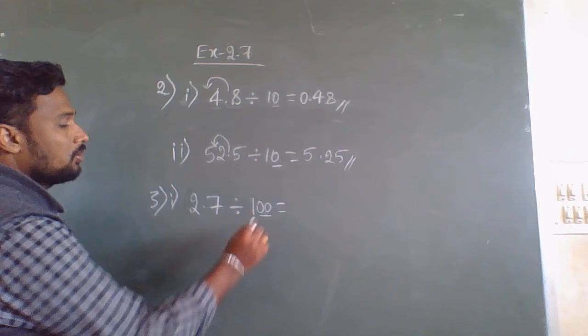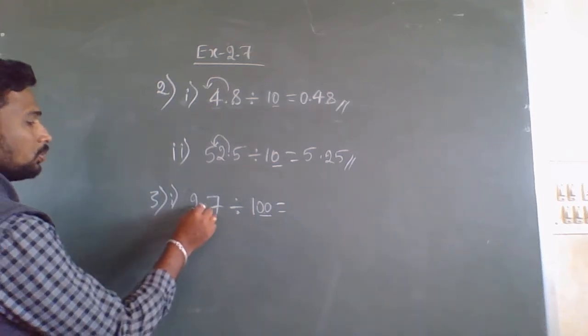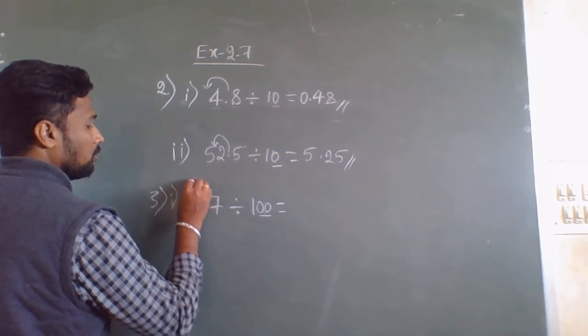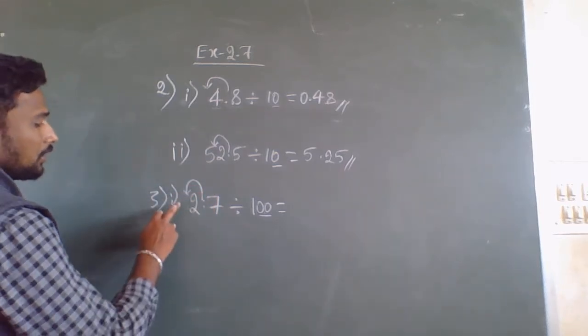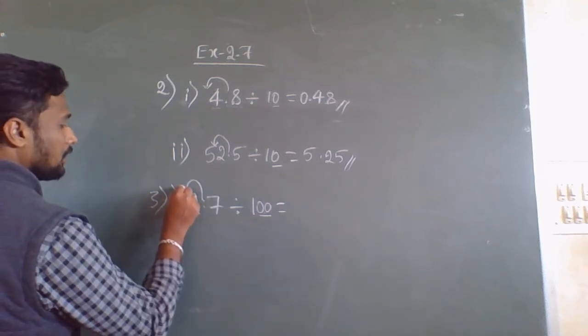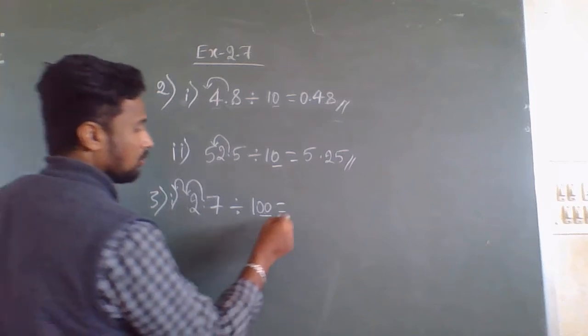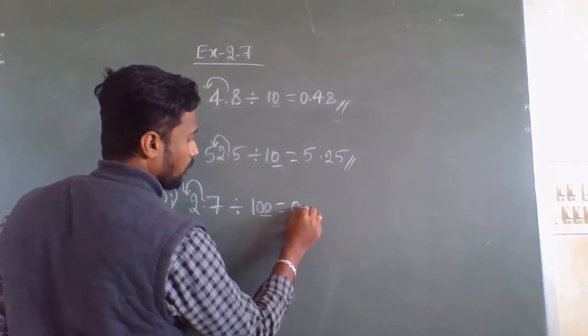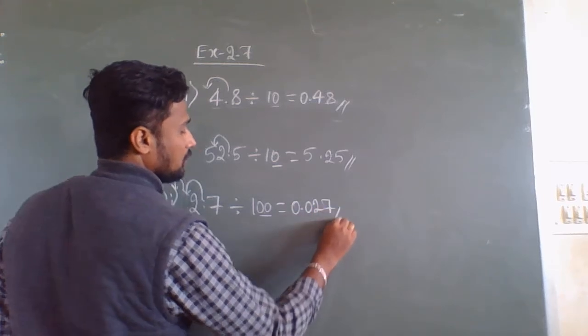If there are two zeros, what can you understand here? You should move this decimal point two steps towards left side. If I move one step, we will get 0.27. Next, I will move another step. There is no number, so what will I write here? 0.027 is the answer.